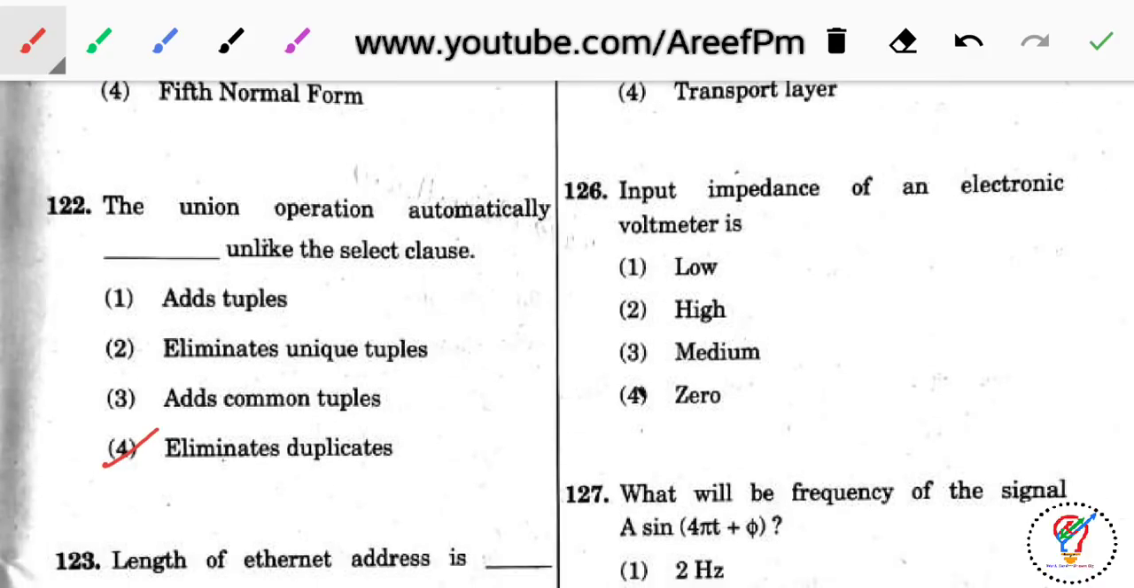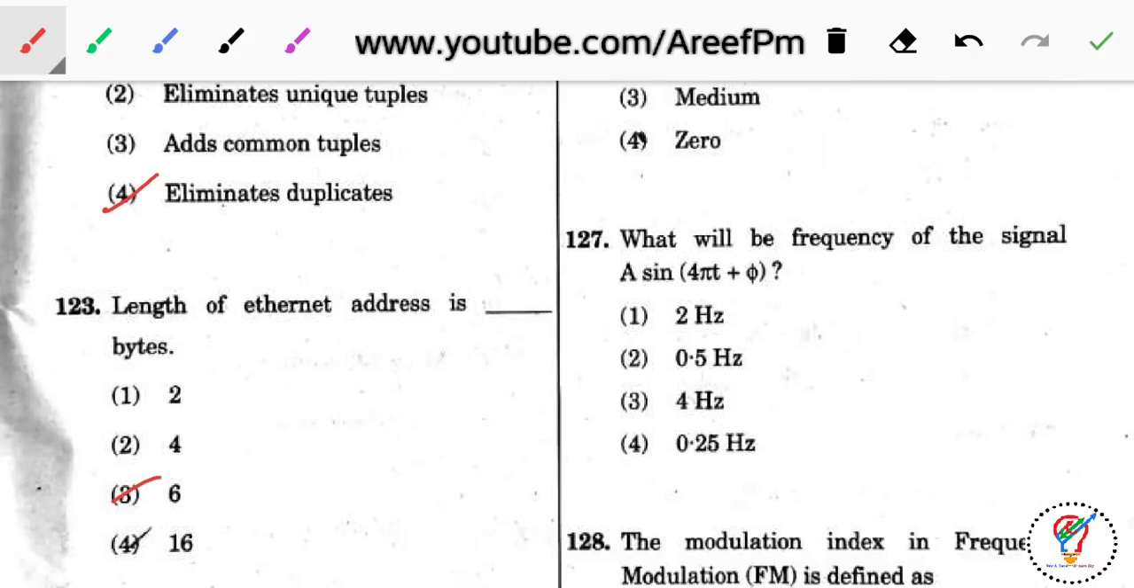The input impedance of an electronic voltmeter should be a very high value. So the answer is 2. Next, what will be the frequency of the signal? When you compare here, omega is 2 pi f, into the frequency w they have given, so it is nothing but 2 hertz.